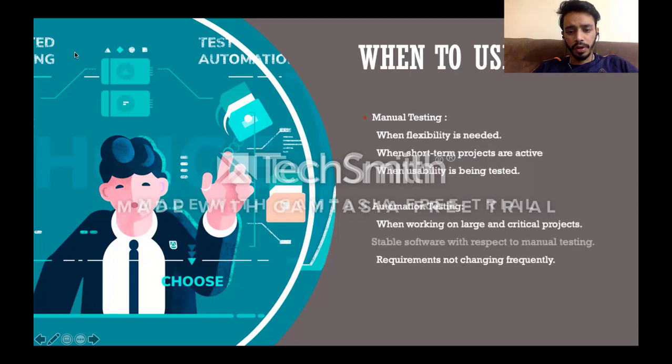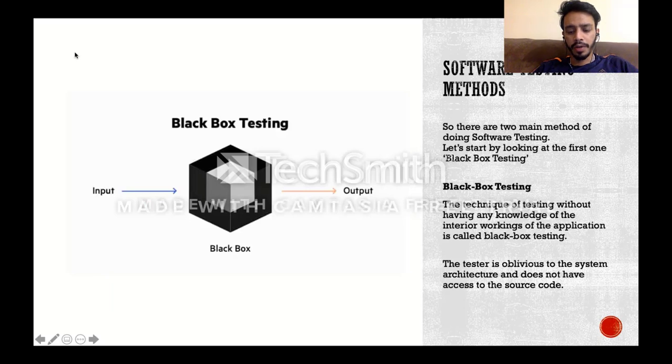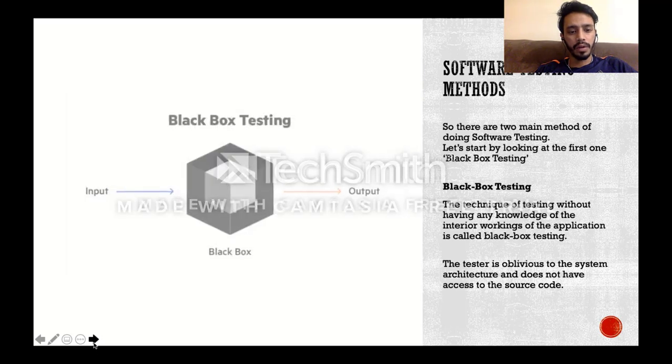So, moving on further, I would like to talk about the different testing techniques that we use. So, the first one is black box testing. In this technique, we don't need any knowledge about the interior workings of the application because we are not dealing with the source code, and we don't need to know about the architecture of the software. So this is basically black box testing.